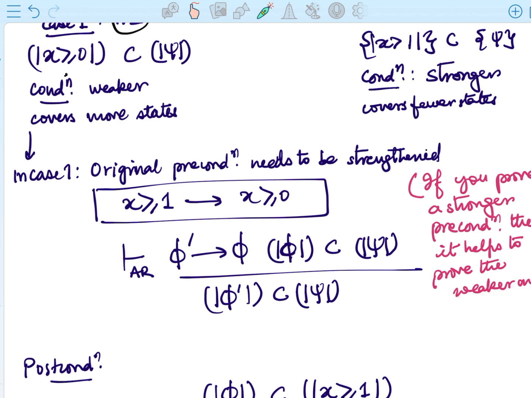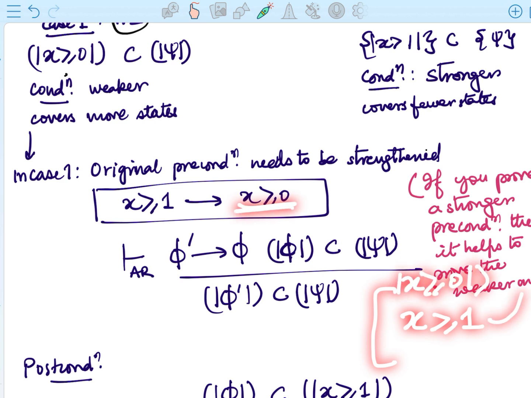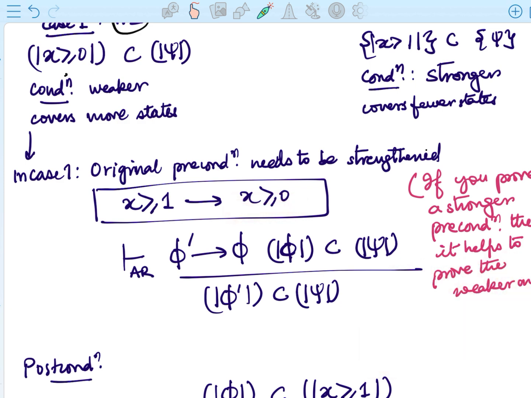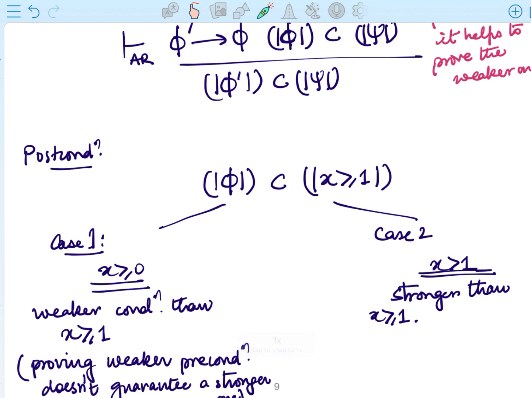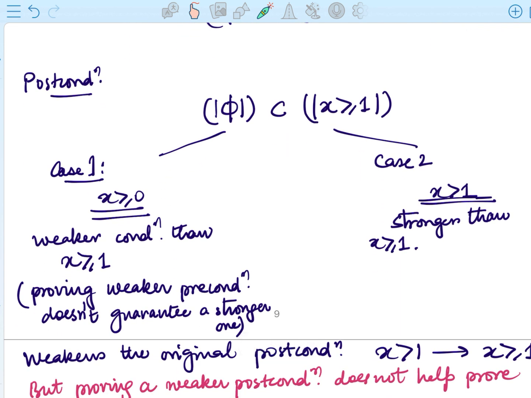So whenever you are doing the program, you will have something stronger like this, and your weaker precondition would be this one, x is greater than or equal to 0. So you can say if this is true, this is also true. So I imply that this is true. This is how you will use it. Now let's talk about postcondition. Postcondition will also have two cases, the same: x is greater than or equal to 0 and x is greater than 1.